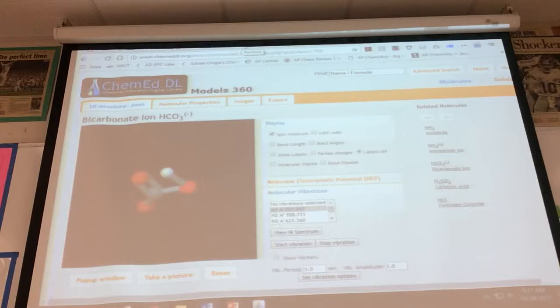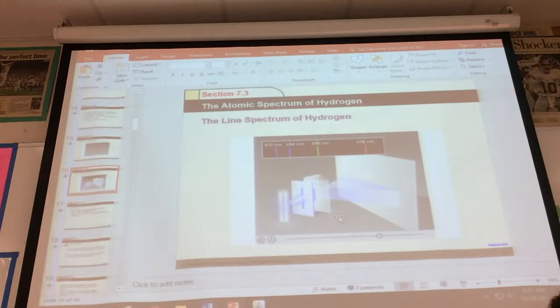That's my dancing molecule. We'll get to that in a bit. It's cool. They're dancing molecules. Wait till you see them lift weights and stuff. It's really neat. We'll get into that in a little bit.